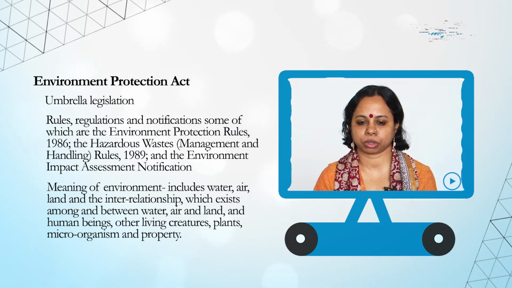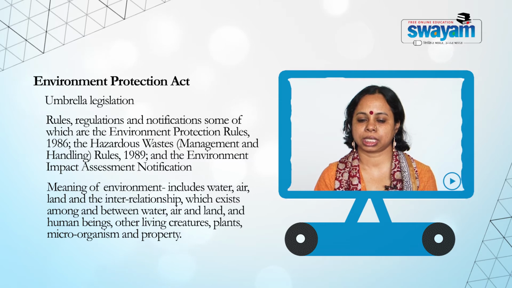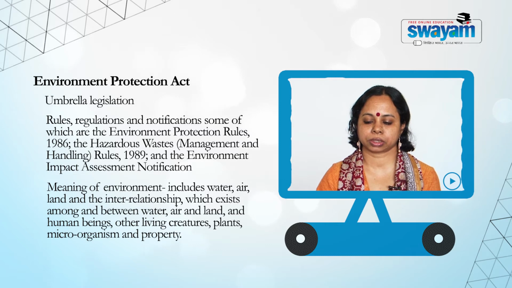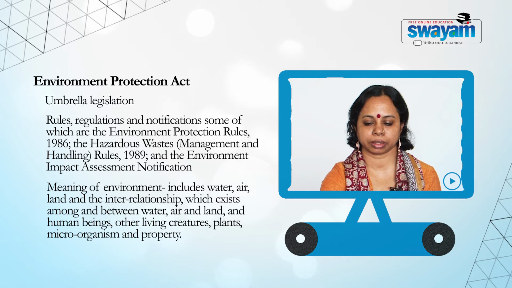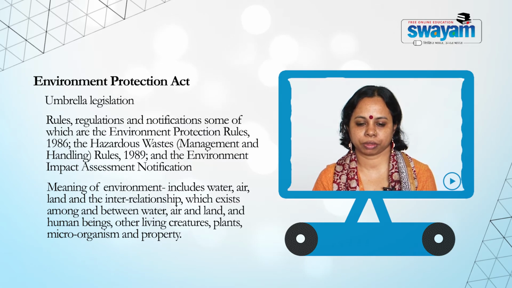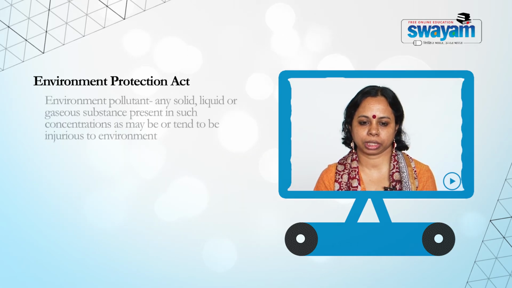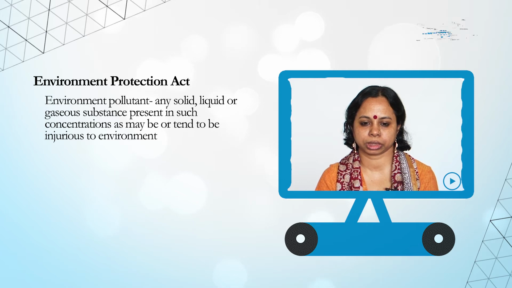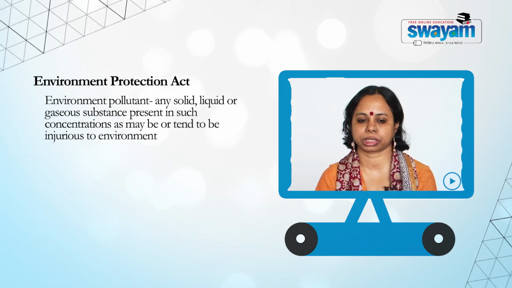So, we can see the Environment Protection Rules of 1986, the Hazardous Waste Management and Handling Rules of 1989, notifications like the Environment Impact Assessment, the EIA, which is required specifically for any development projects. Now, having given a meaning of environment, it also defines an environment pollutant, what is polluting the environment, as any solid, liquid or gaseous substance present in such concentrations as may be or tend to be injurious to environment.